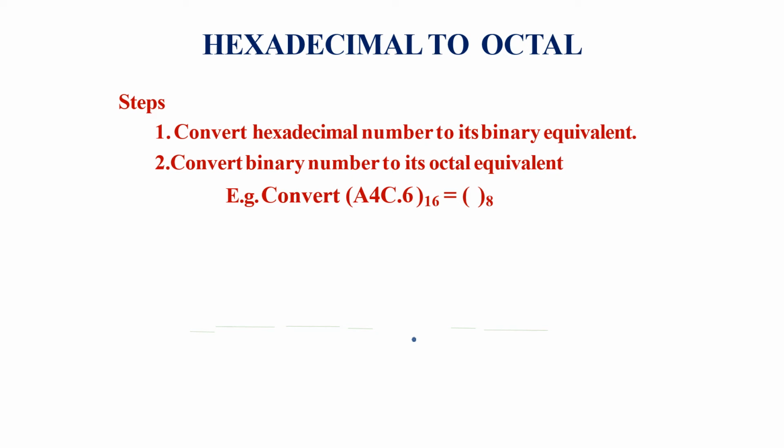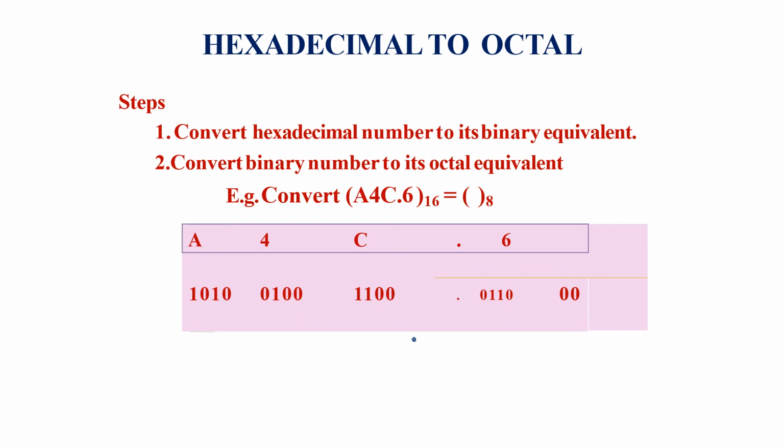And then we can just convert that into octal. So for example, A4C.6. We are going to write this hexadecimal in its binary representation. From hexadecimal to binary means we have to represent each digit in terms of 4 bits.